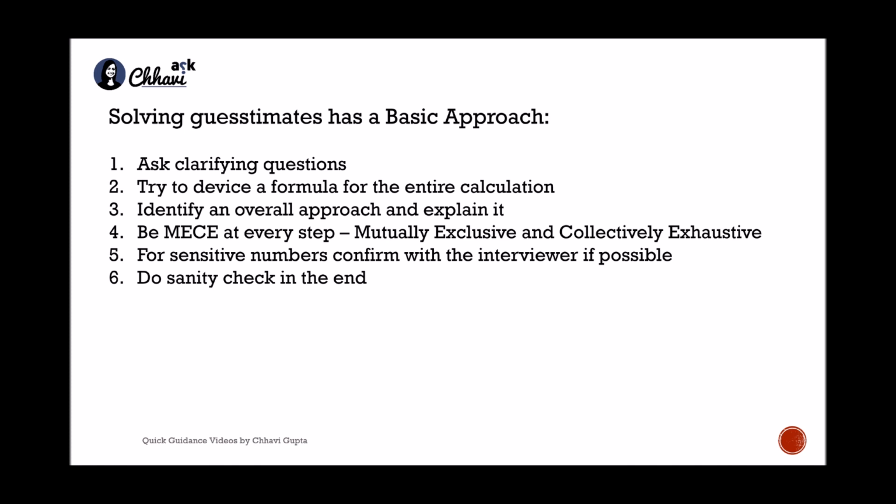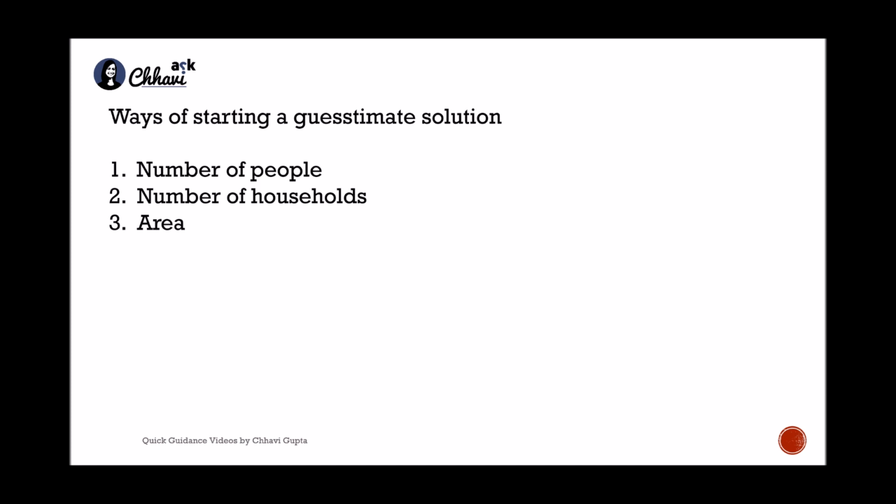Check that out. I will now move on to talk about what are the sensitive numbers that you assume, what are the numbers that you start with. So there are a few ways of starting a guesstimate solution. You start with either number of people. For example, if you say how many phone calls are made in a day, you start with number of people and then you go down to how many people have a phone and so on and so on. The second way is number of households.